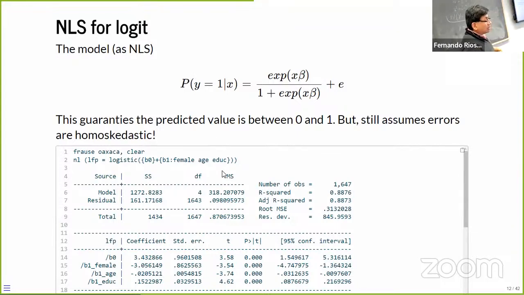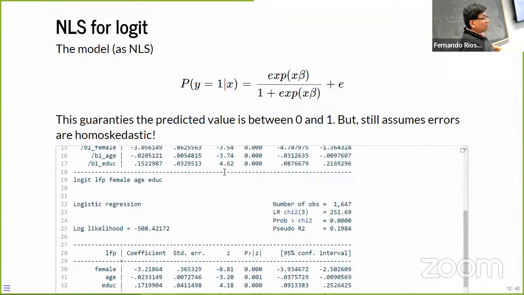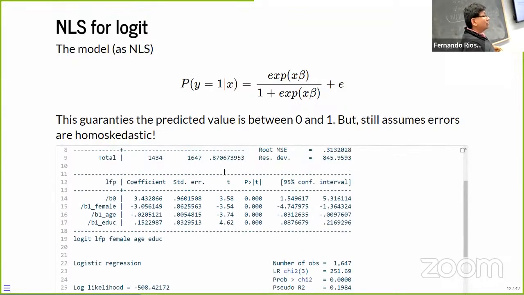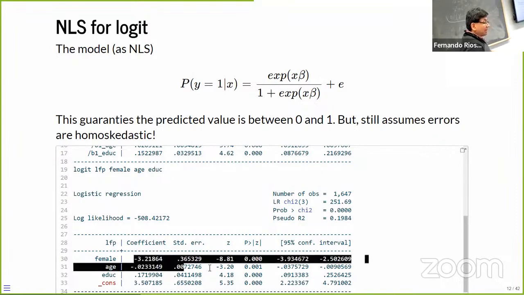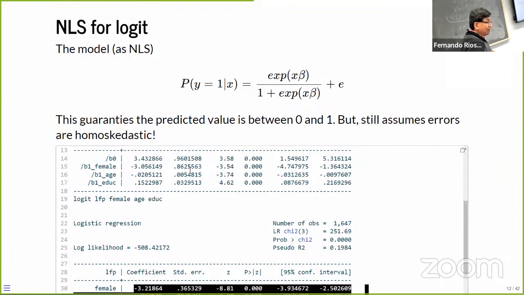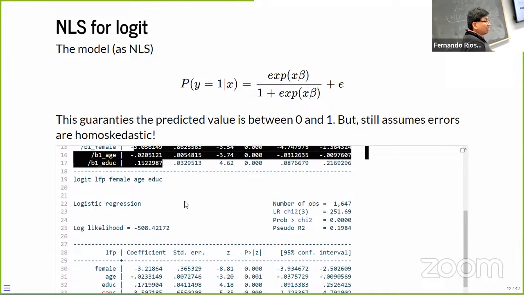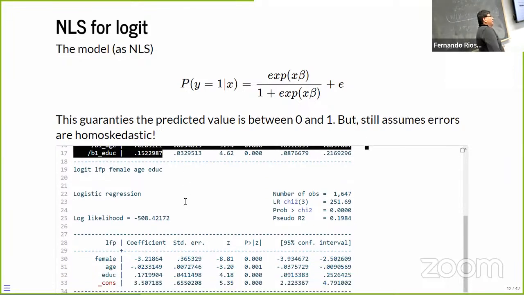Now the question is, does this provide you something similar to the logistic regression? Well, if I estimate the logit function with the official command, it gives me something like this, which is very similar to these results, but not exactly the same. And there are at least two reasons why it's not exactly the same.